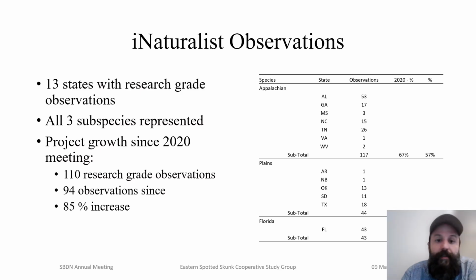Currently, we have observations from 13 states and all three subspecies. Since 2020, we've had an 85% increase in observations in the project. One reason for this growth is the FWC's skunk survey that was launched in late 2020, and we'll hear an update on that here in just a minute.